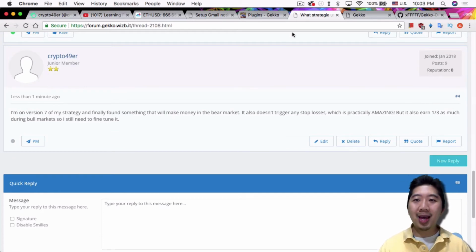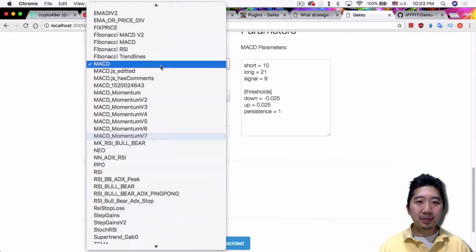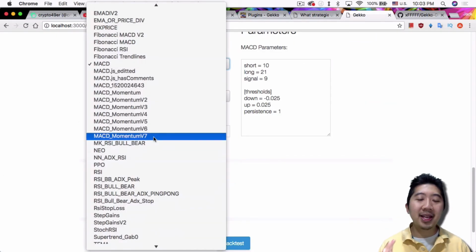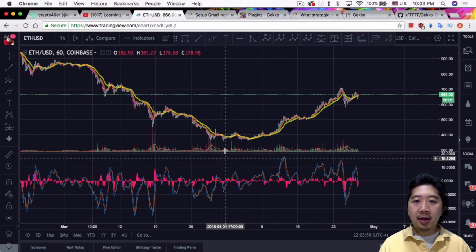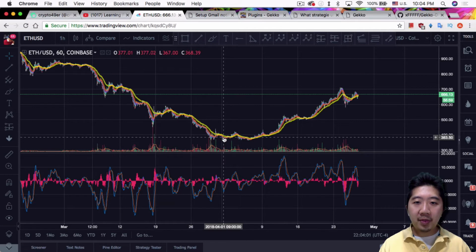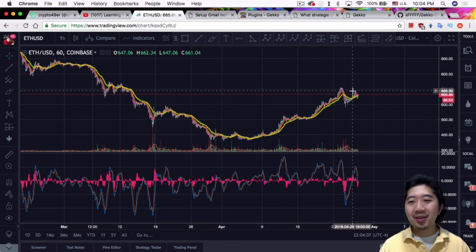So I'll just show you guys what this strategy is. I call it the MACD momentum. I'm on version 7, like I said in the post. I just want to show you. As you can see, from April 1st, roughly from here, to now, I would consider this a bull market, from April 1st to right now.